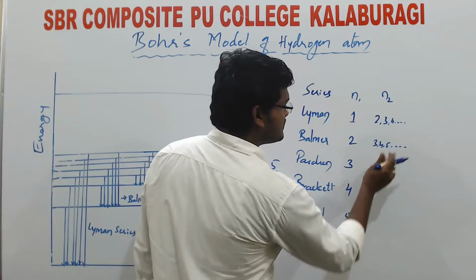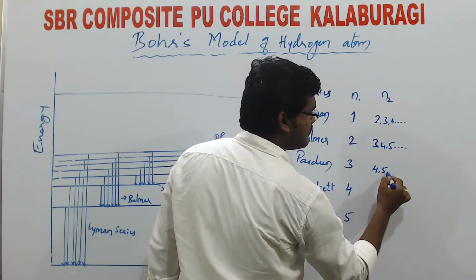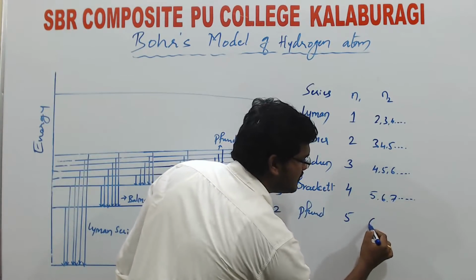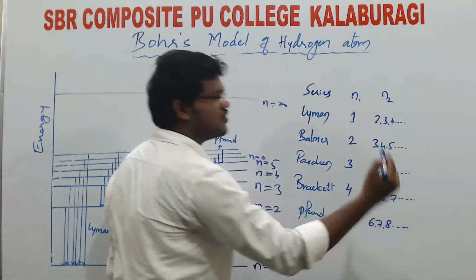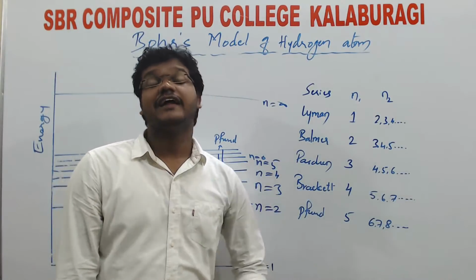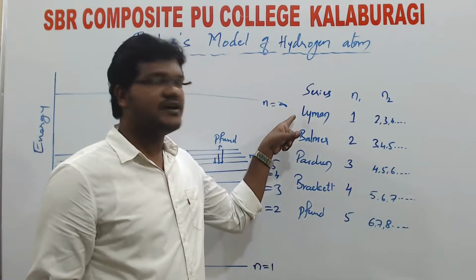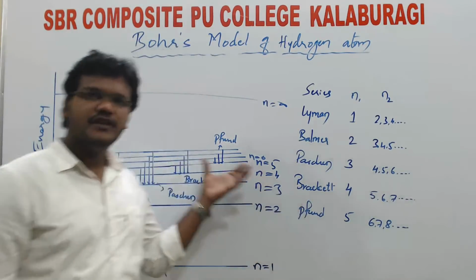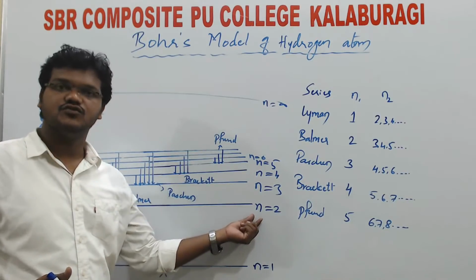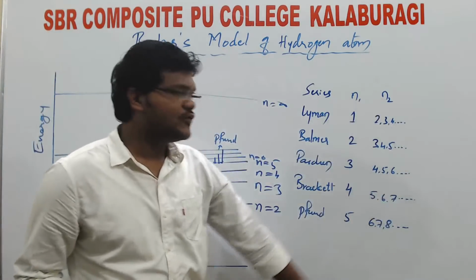So for this one, I'll write a bigger 3, 4, 5. Here 4, 5, 6 and so on. Here 5, 6, 7 and so on. Here 6, 7, 8 and so on. So these are the n1 values and n2 values of these particular series. In the hydrogen spectrum, remember we got five series of spectral lines: Lyman, Balmer, Paschen, Brackett, and Pfund. That is what I have drawn here. The n1 value for Lyman is 1, for Balmer 2, for Paschen 3, Brackett 4, and Pfund 5.